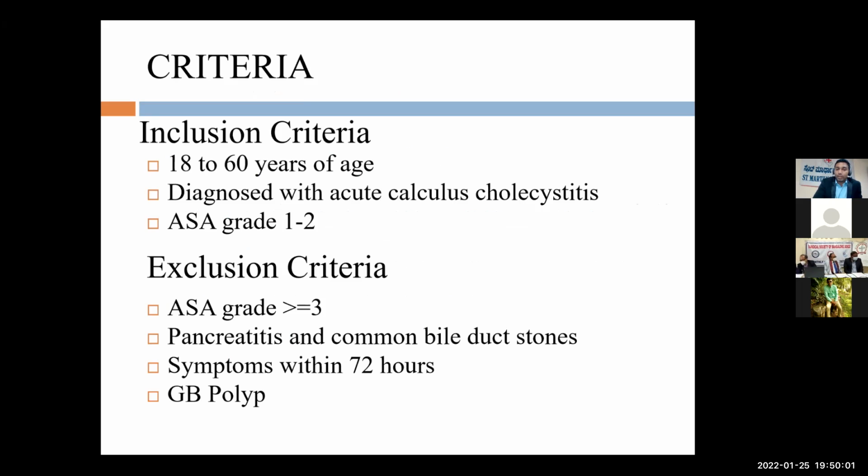The patients who are diagnosed with acute calculous cholecystitis, the definition comes as follows, applying to ASA grade 1 and 2. Exclusion criteria we have considered as ASA grade more than 3, and patients who present to us with pancreatitis with common bile duct stones. And the patients who presented within 72 hours of symptoms have also been excluded. And patients presenting with GB polyps along with tuberculosis are excluded.